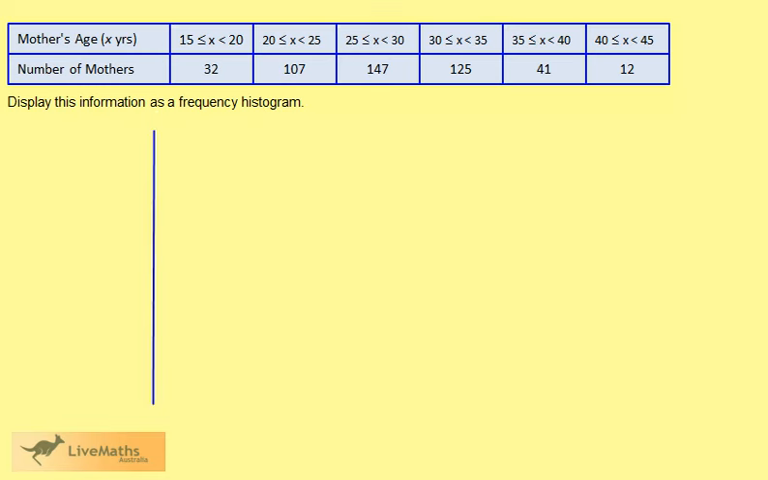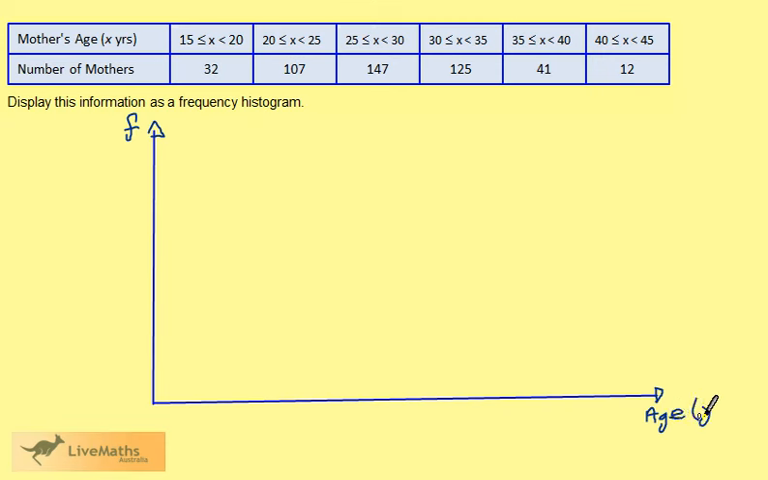So frequency will go on the vertical axis, and then on the horizontal axis we'll have age, and age is in years.